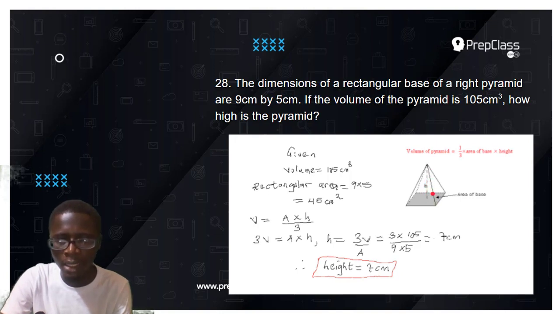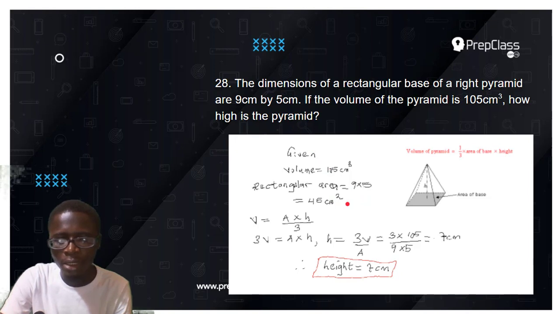Take note of that. The formula for calculating the volume of a pyramid is given by 1/3 times base area times height. We were given the volume to be 105 centimeter cube, and then the rectangular base area, if you calculate it, because we were told that it is 9 centimeter by 5 centimeter, this will give us 45 centimeters square.